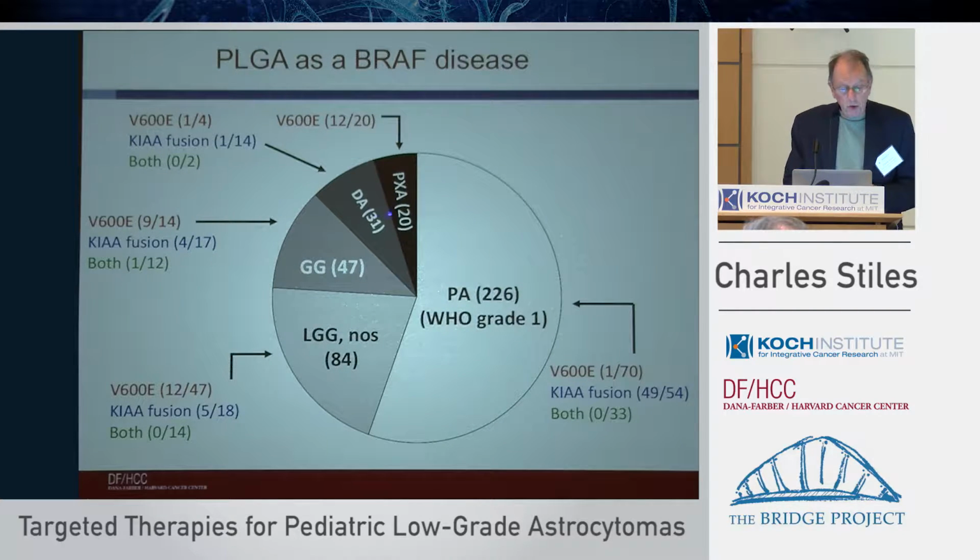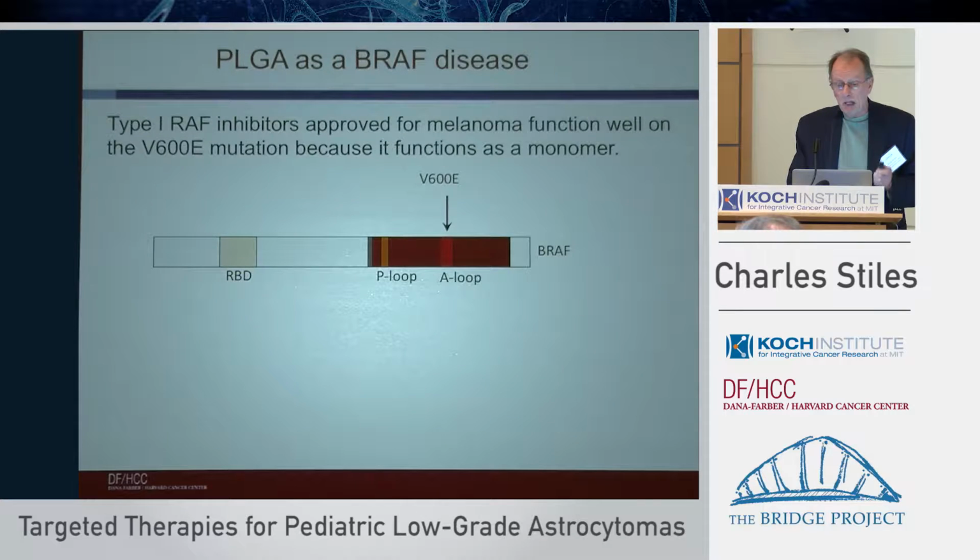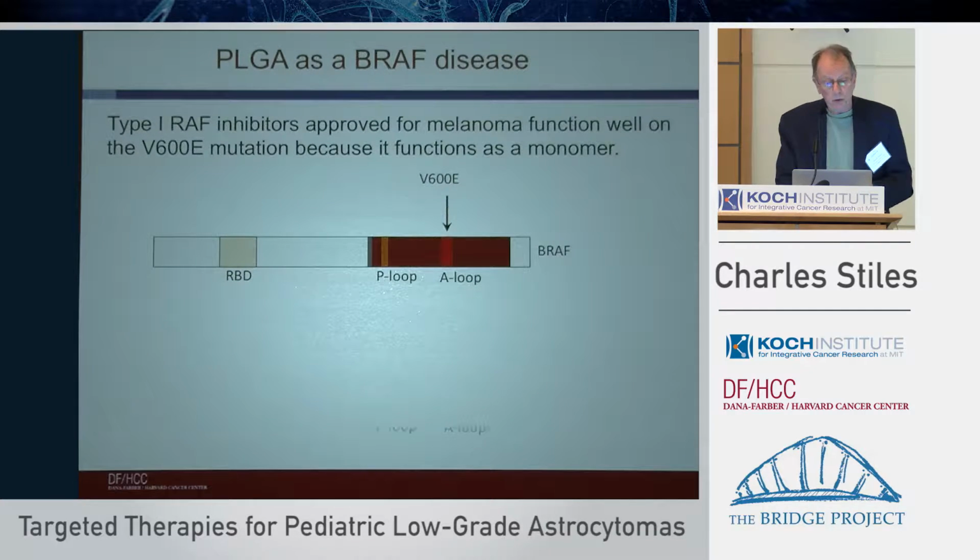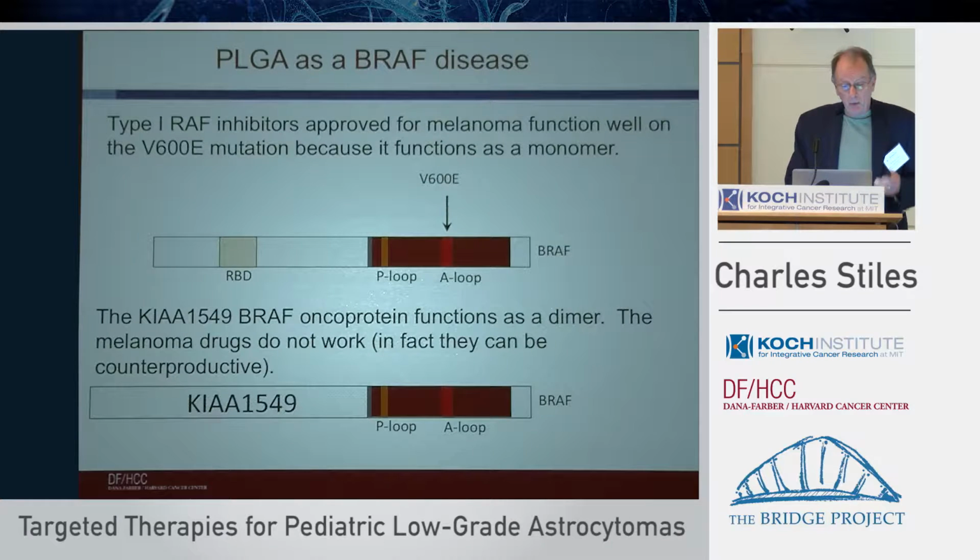And the reason I show you this is that the type 1 inhibitors approved for melanoma work on the V600E mutation because it alone functions as a monomer, but the KIAA1549-BRAF oncoprotein functions as a dimer, and the melanoma drugs do not work. In fact, as I'll show you in a minute, they can be counterproductive, and Karen touched upon this actually in her talk. There are other problems with the type 1 RAF inhibitors for melanoma.